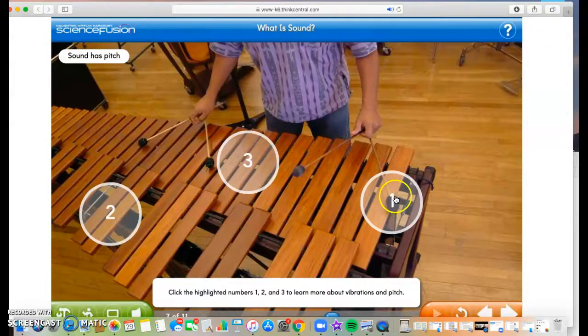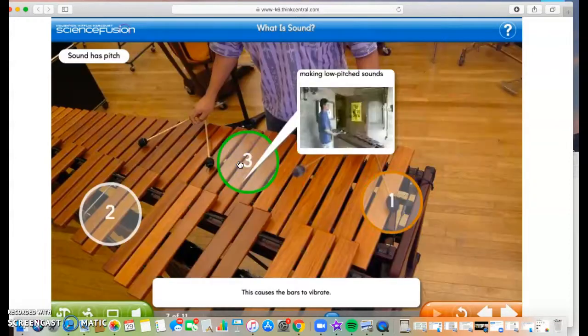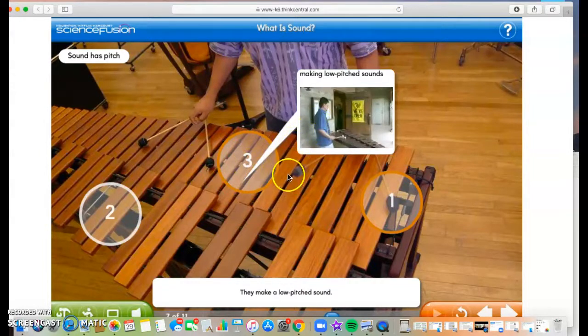Okay, let's look at these low notes down here. The mallets strike the bars. This causes the bars to vibrate. This time, the musician begins by playing the longer bars. The long bars vibrate more slowly. They make a low-pitched sound. So the longer it is, the more slowly it vibrates, and that is what changes the sound to be low.